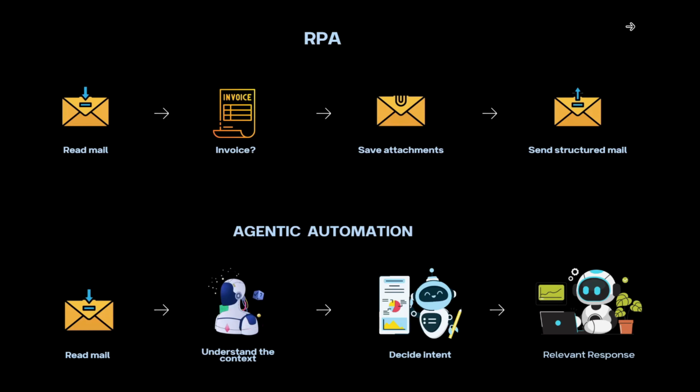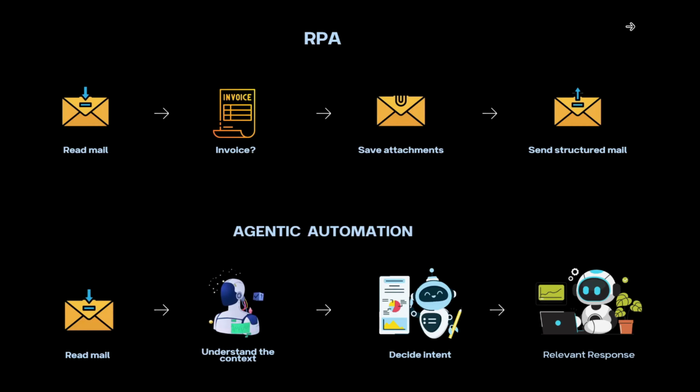Suppose the mail contains any order information or purchase-related things or any payment-related queries, right? For that also, the agent is going to reply based on the intent of the mail. But our RPA bot will not do that. It will just reply based on the structured mail format. That is, it is only built for invoices, right? So it is not going to decide; rather, it will escalate to humans, and a human will be involved here.